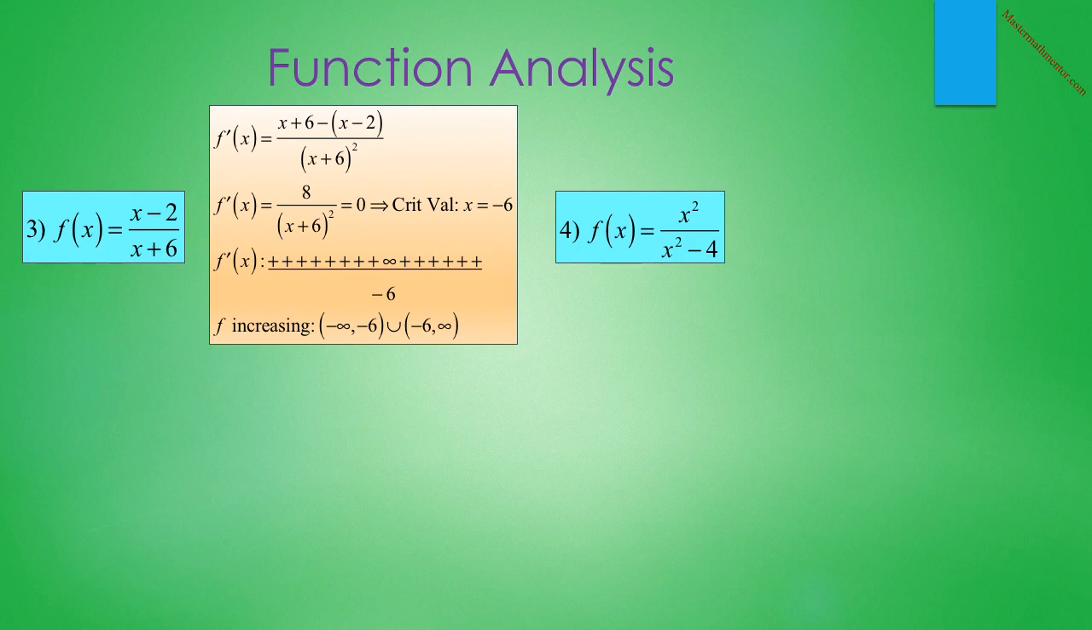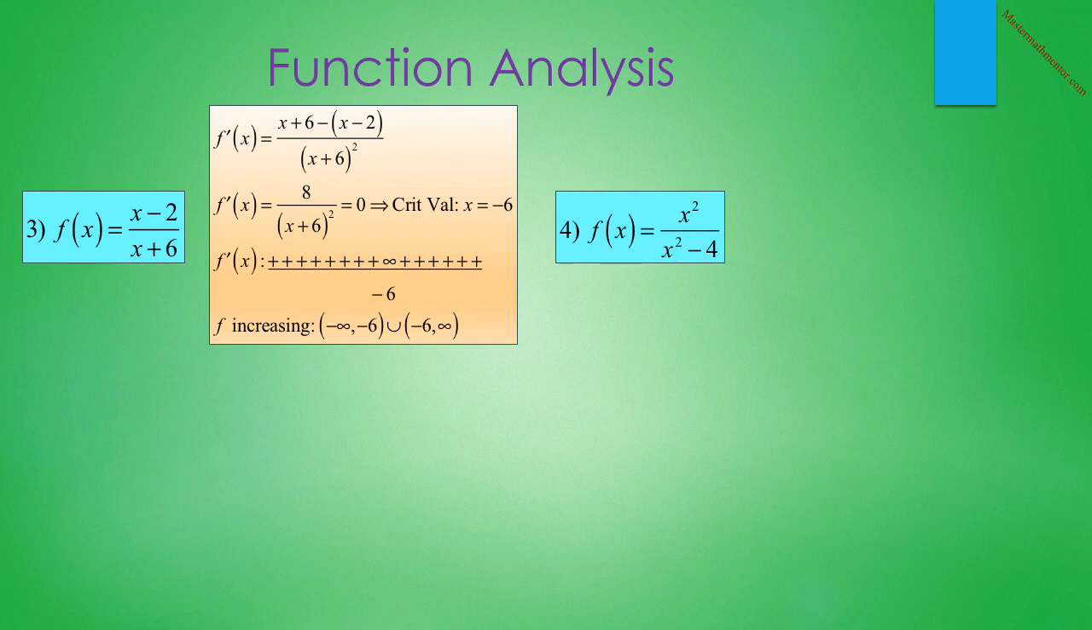We start by taking the derivative, and we get, by the quotient rule, we square the bottom, and upstairs we get (x plus 6) minus (x minus 2), giving 8 over (x plus 6) quantity squared, and we set that equal to 0. There are no values that make that equal to 0, as the numerator is never equal to 0. However, we are also concerned for our critical values where the denominator equals 0, and x equals -6 is a critical value.